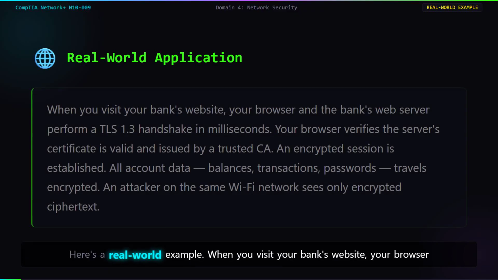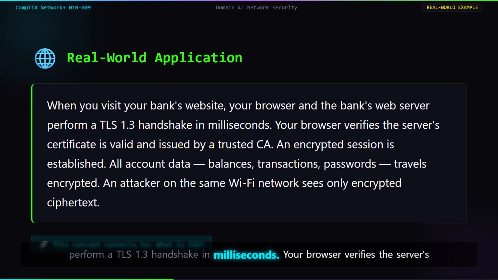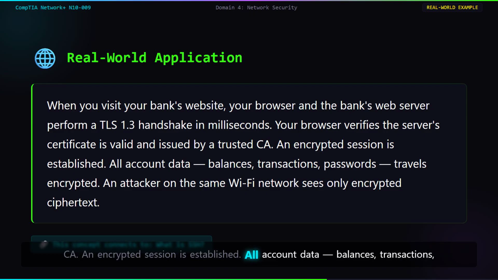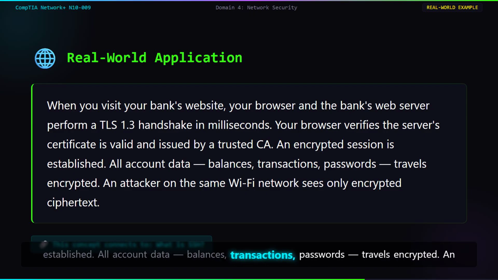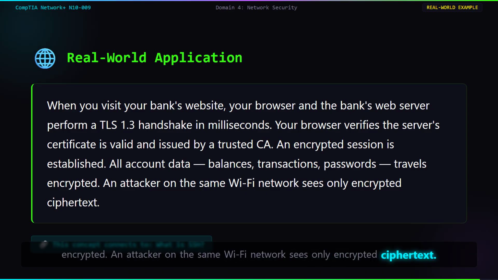Here's a real-world example. When you visit your bank's website, your browser and the bank's web server perform a TLS 1.3 handshake in milliseconds. Your browser verifies the server's certificate is valid and issued by a trusted CA. An encrypted session is established. All account data, balances, transactions, passwords, travels encrypted. An attacker on the same Wi-Fi network sees only encrypted ciphertext.